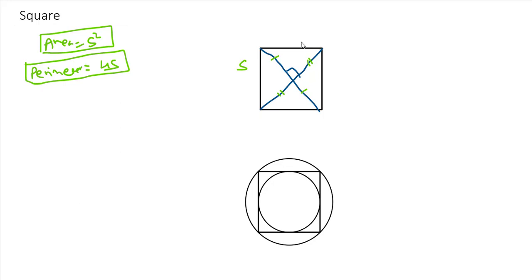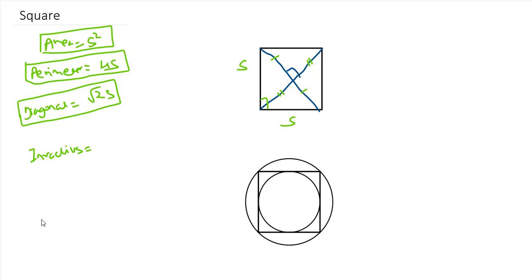Now let us see what is the length of the diagonal. Since this side is S, this side is S, and this is 90 degrees, we can apply the Pythagoras theorem. From this we will get the diagonal as square root 2 times S. So this will be the length of the diagonal. Now two other important formulas are the inradius and the circumradius. So let us see how we calculate this.